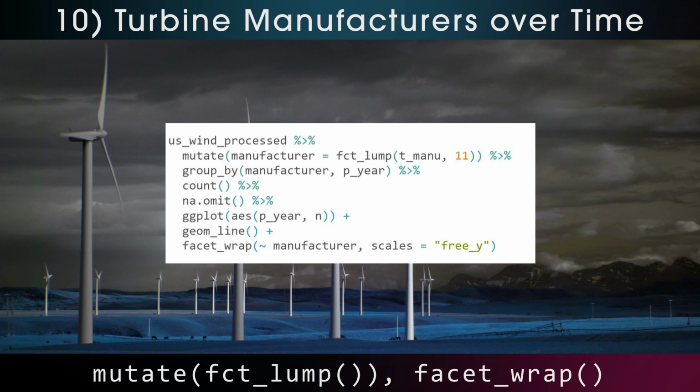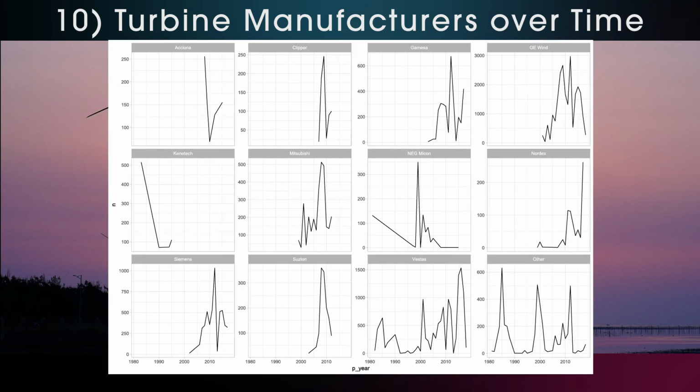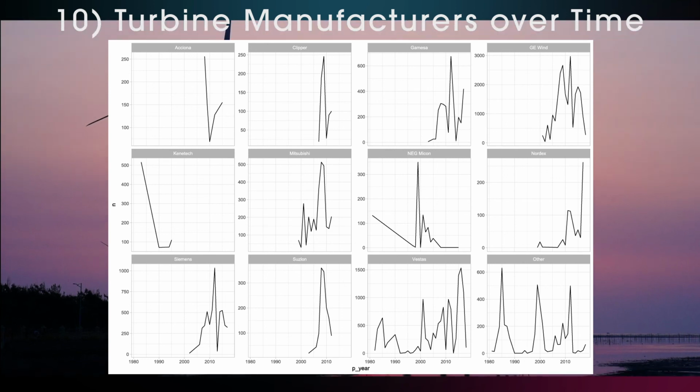And then we can plot the line connecting the installations over time with separate plots for each manufacturer thanks to the facet_wrap function. We use scales equals free_y, again as the numbers differ quite a bit amongst manufacturers. You can see that General Electric's y-axis goes up to 3000, followed by Vestas having numbers as high as 1500 for a certain year, Siemens goes up to 1000 and others up to 600. Vestas being active already in the 1980s, GE and Siemens coming into the picture in the 21st century.